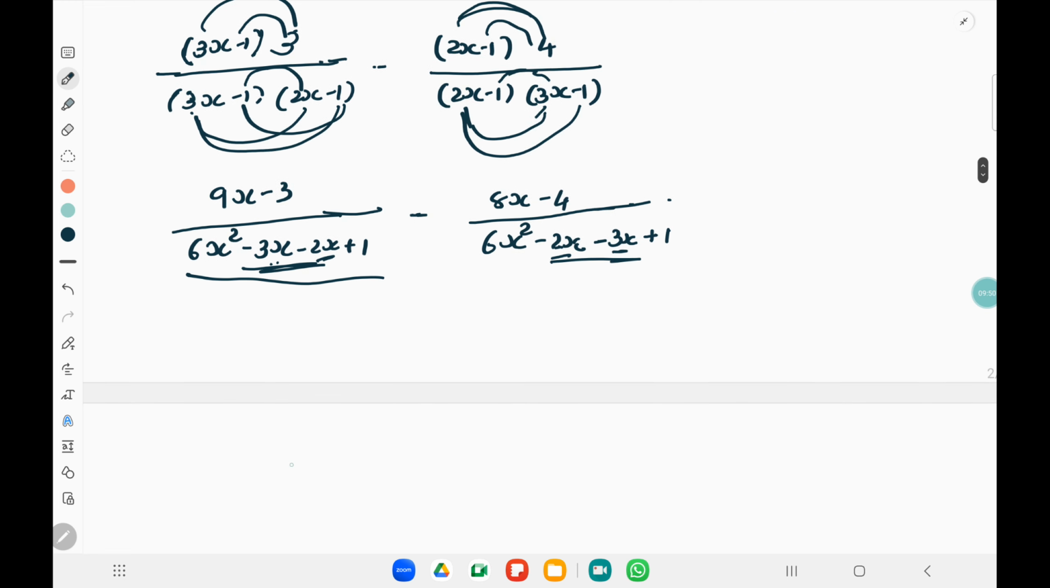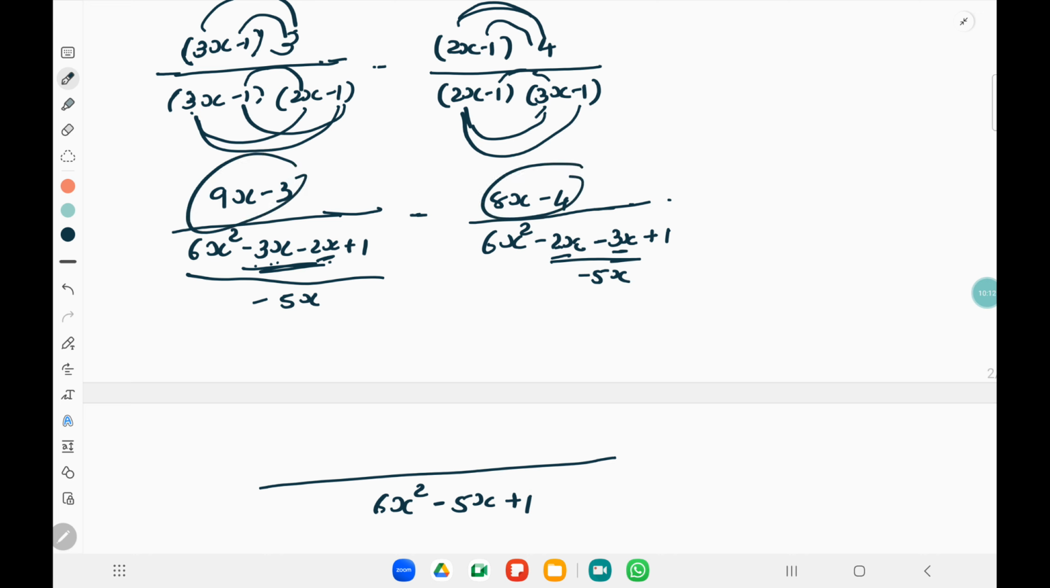So what we are going to do, we write only one single denominator, 6x square, minus 3 minus 2 going to be a minus 5x. Same thing here. Here minus 5x and here same thing minus 5x. Okay, plus 1. So I write it only one time. And the top numbers we write on the same fraction line.